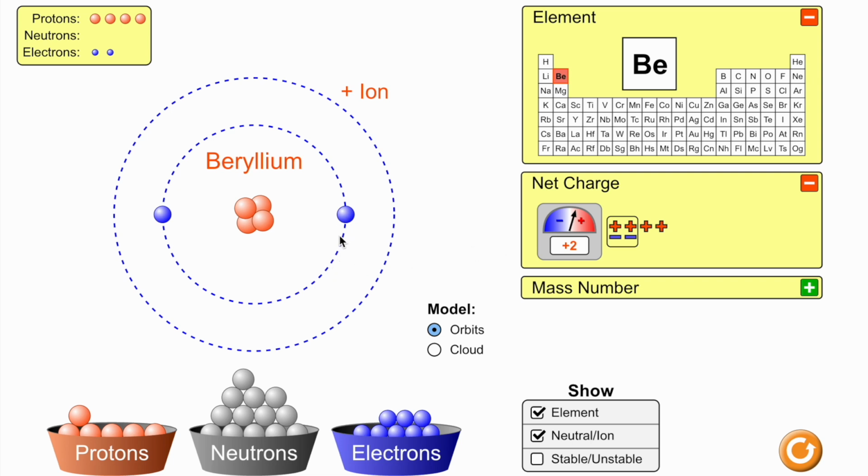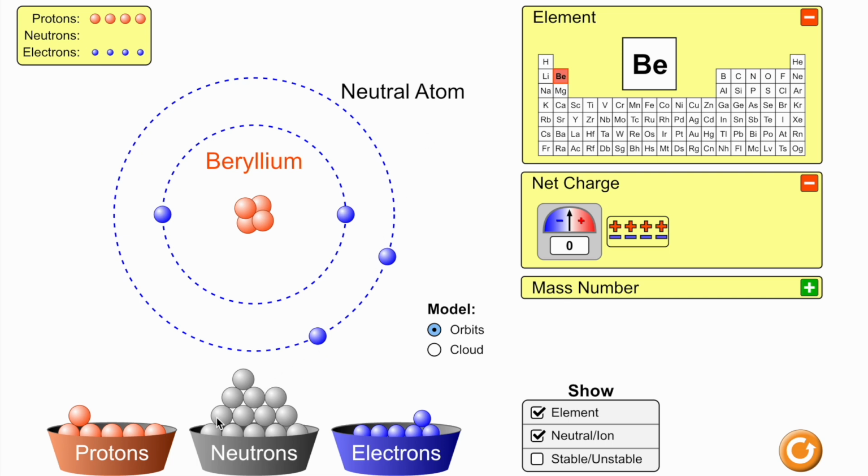Electrons are negatively charged. They are around the outside of the nucleus. Electrons are not anywhere near the size of protons. This is just a model. Electrons are teeny, teeny, tiny and are around the outside, but they do have the exact same charge. So I'm going to go ahead and add 4 electrons so that my beryllium atom is not an ion anymore. It is now a neutral atom.